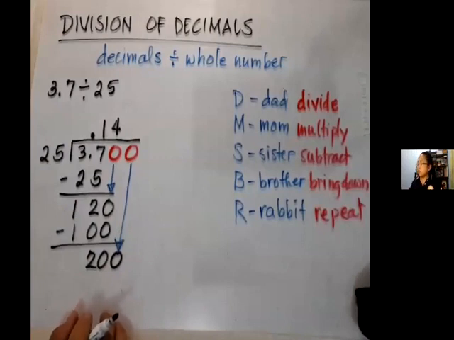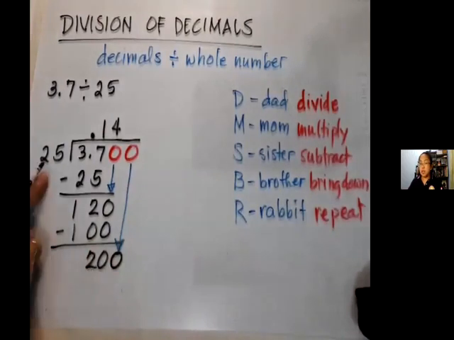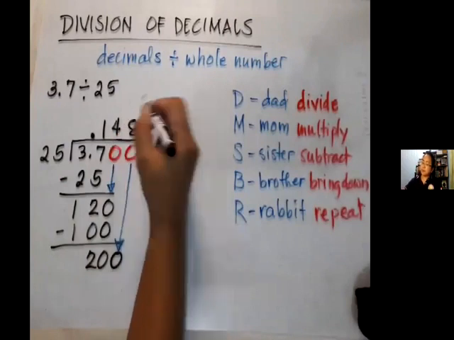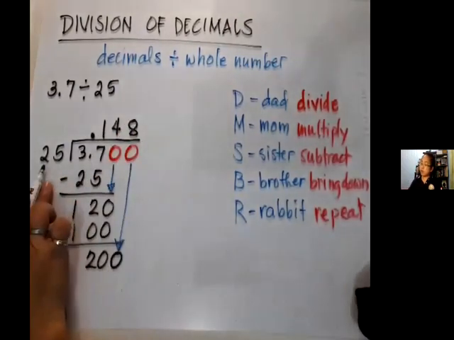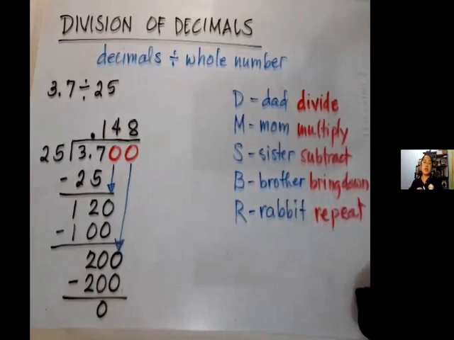Paulit-ulit tayo daw. So, we divide again, 200 divided by 25. Ilang 25 meron sa 200? We have 8. So, 8 times 25 is 200. We subtract 200 minus 200 is 0. Ibig sabihin, tapos na yung ating pagdi-divide.